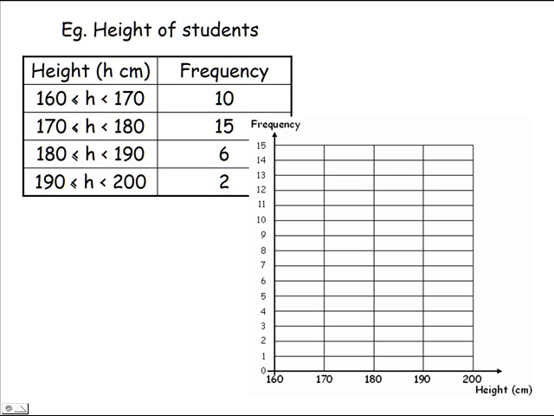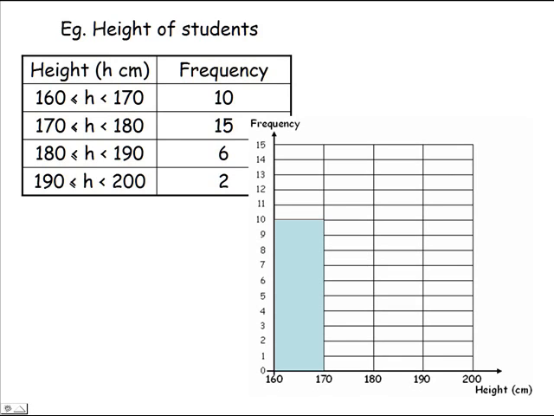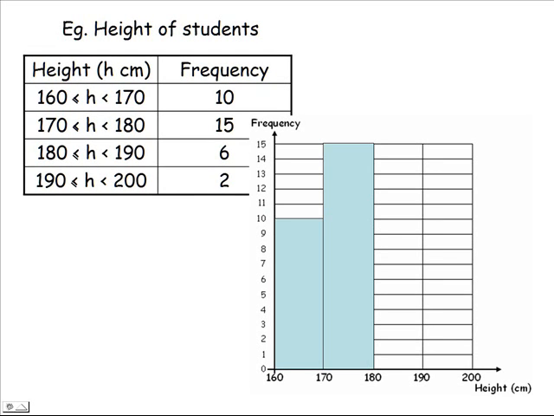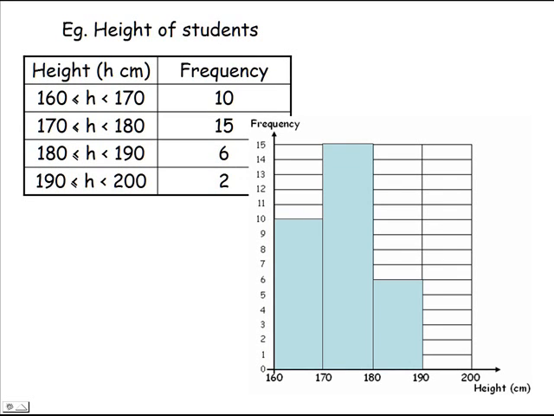Frequency on the y-axis and the heights in centimetres across the x-axis. The first bar includes the 10 students from 160 to 170 centimetres. Notice how the bar starts at 160 and ends at 170. The second bar includes the 15 students from 170 to 180 centimetres. Notice how it touches the previous bar because 170 centimetres is on the boundary between the two groups. There isn't a gap in the classes we've set up, so there isn't a gap between the bars. And here are the last two bars.